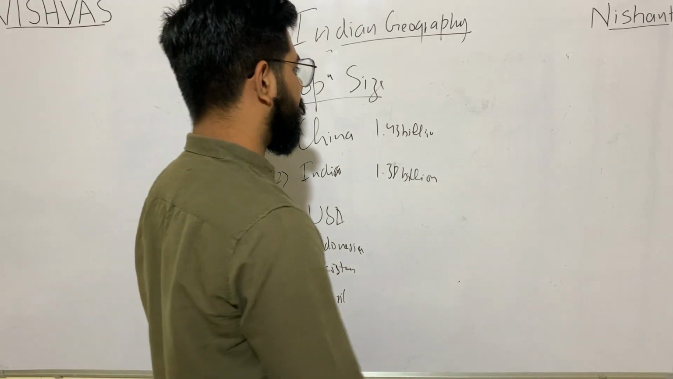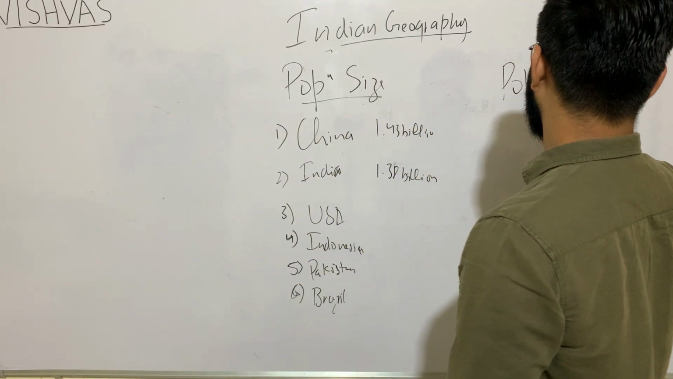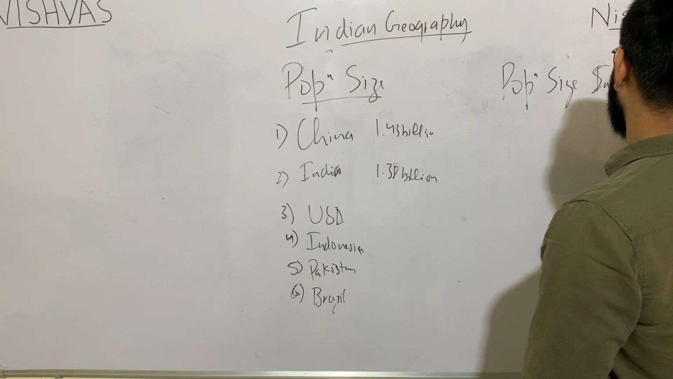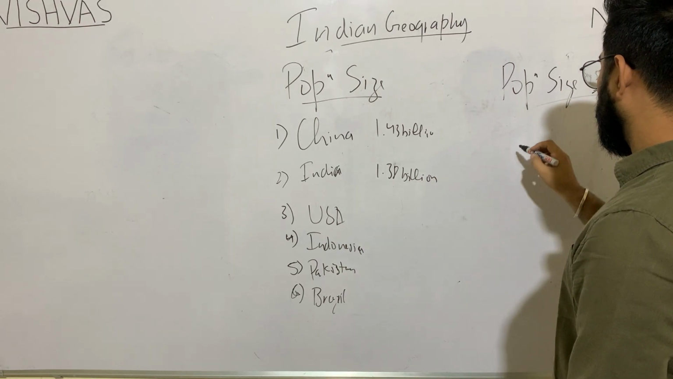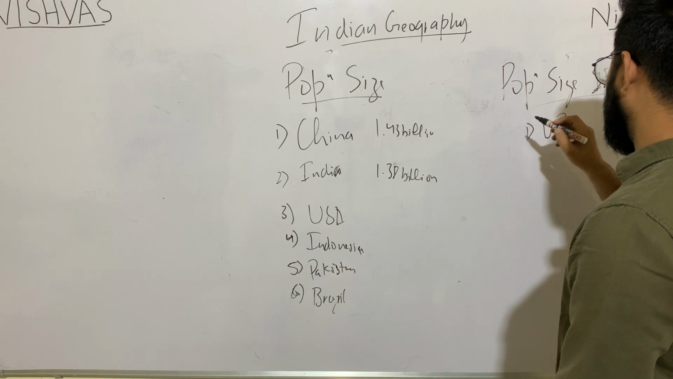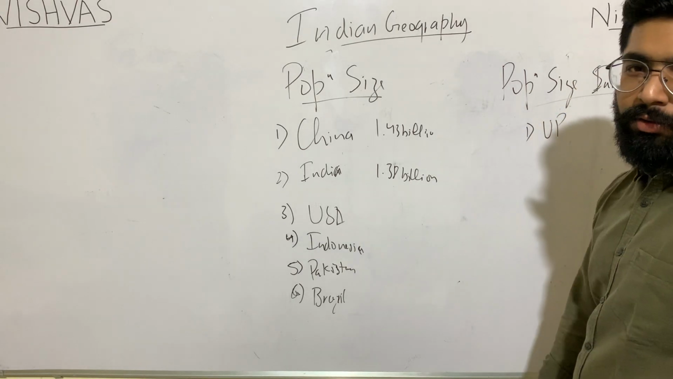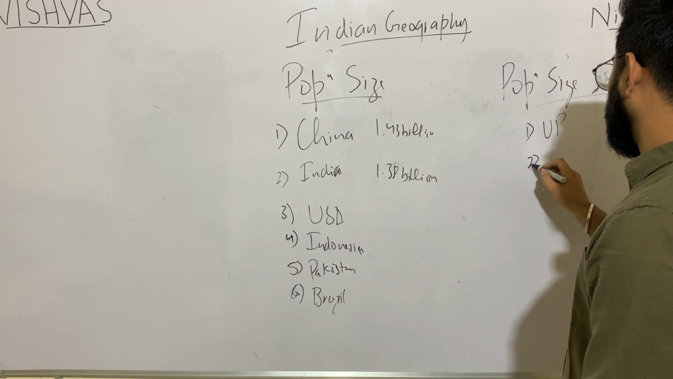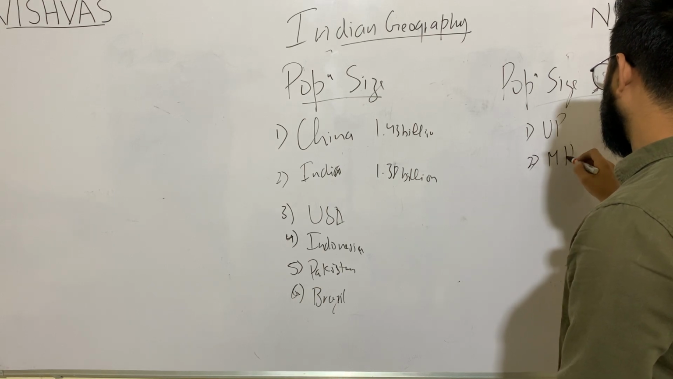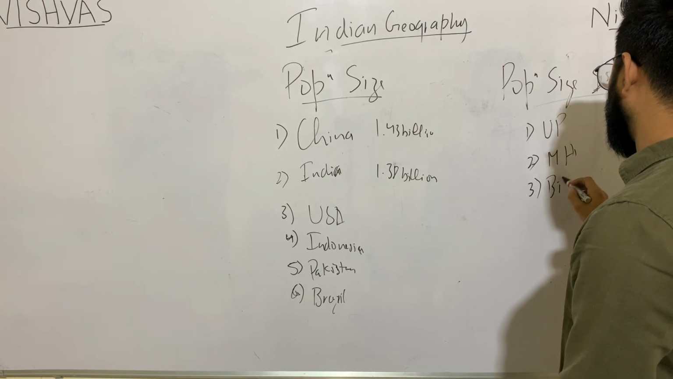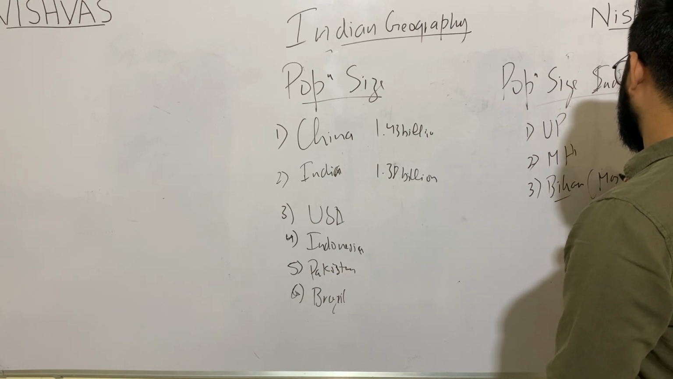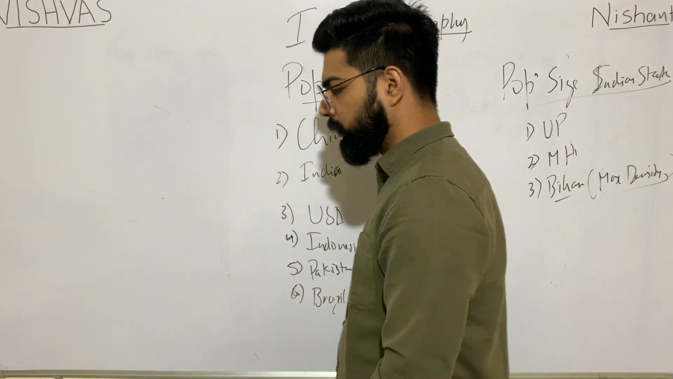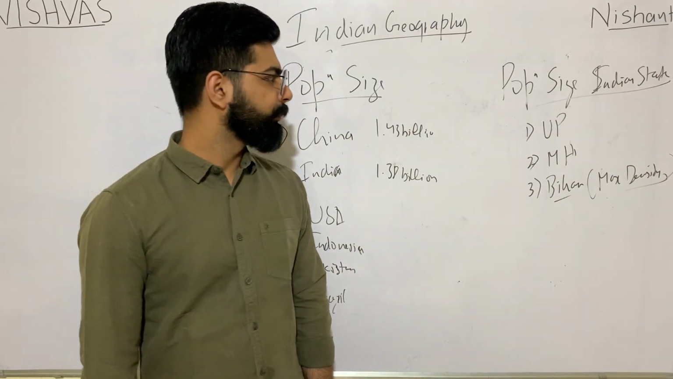If we talk about the population size of Indian states, first we have UP with 27 crore of population. Then we have Maharashtra. At third we have Bihar. Bihar has the maximum density of population.